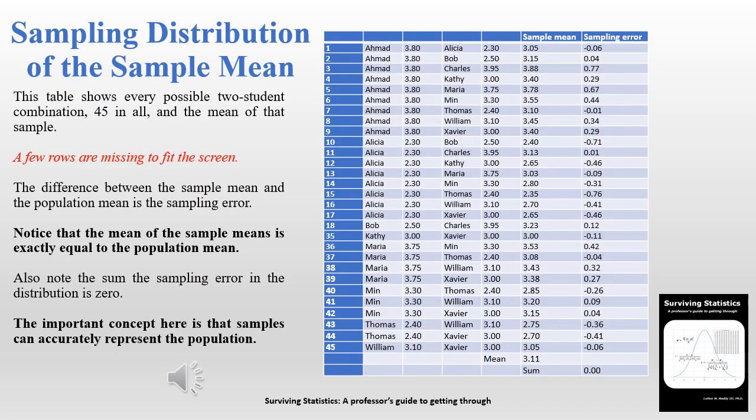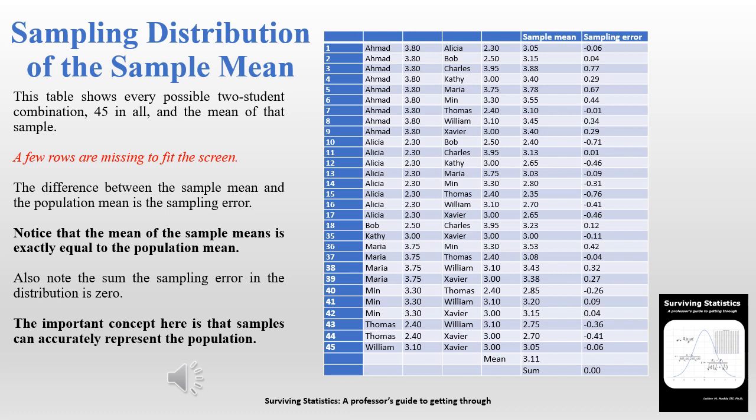All right, remember that a sampling distribution is every possible sample that you can get from the population size and the sample size. And so you see an example of that on the screen here. So look at the first 9 rows. We have Ahmad and Alicia, Ahmad and Bob, Ahmad and Charles, Kathy, Maria, Min, Thomas, William, and Xavier. So Ahmad can have 9 different combinations, and that will vary as we go down the list here, and we end up with 45 different combinations.